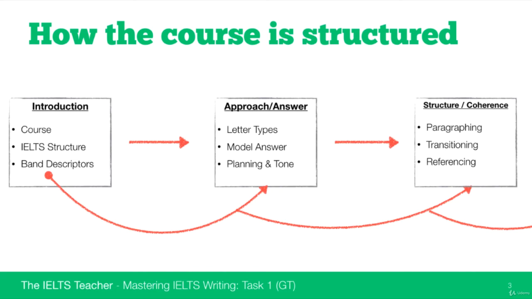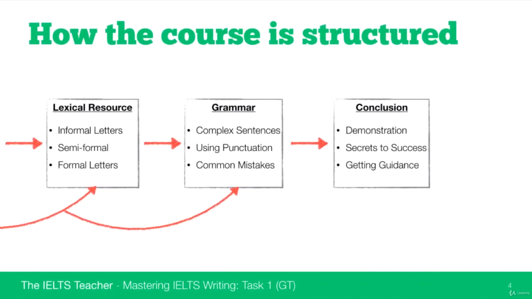And following the structure and coherence section, you'll see we have a lexical resource section. This is all about vocabulary, and we break this down by looking at vocabulary for informal, semi-formal and formal letters, and we'll also think a bit about paraphrasing as well. And then we finish up in terms of the band descriptor categories by looking at grammar. Grammatical range and accuracy is the title of that category. So we'll be thinking about complex sentences, about using punctuation, and we'll be thinking about some common mistakes in terms of grammar in letter writing.